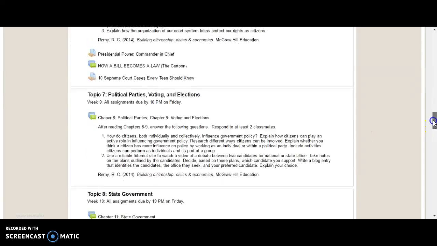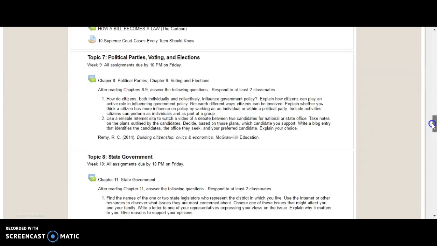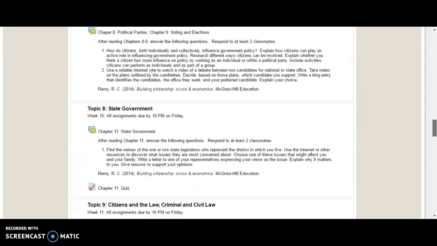Topic number 7 goes over political parties, voting, and elections. After having such an extensive set of activities with topic 6, I decided to tone this one down a little bit, give them a little bit of a break where they can just read, understand, and digest the information, discuss the discussion topics with their classmates, and then move on to topic 8.